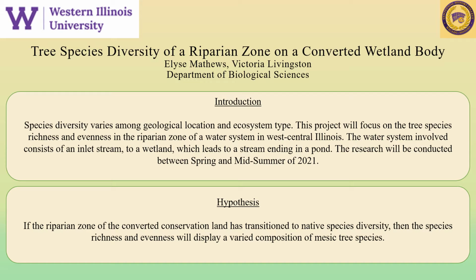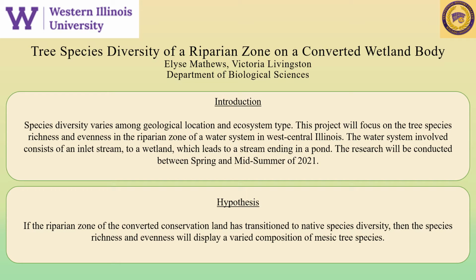I will be performing research titled Tree Species Diversity of a Riparian Zone on a Converted Wetland Body, and I will be working with Professor Victoria Livingston. In this research, I will be looking at tree species diversity, specifically the richness and evenness in this riparian zone, which is located on a water system in west central Illinois. The water system involved consists of an inlet stream to a wetland which leads to a stream ending in a pond. This research will be conducted between spring and midsummer of 2021.